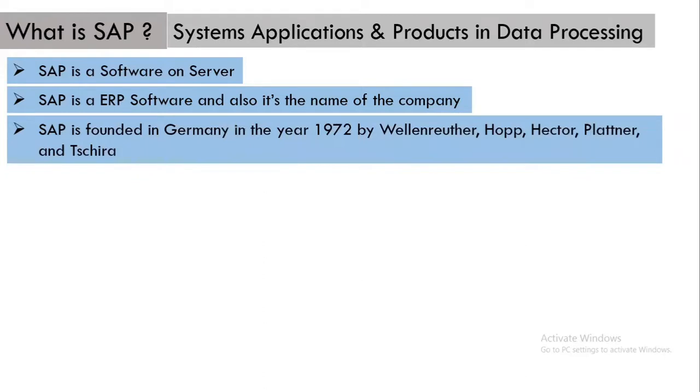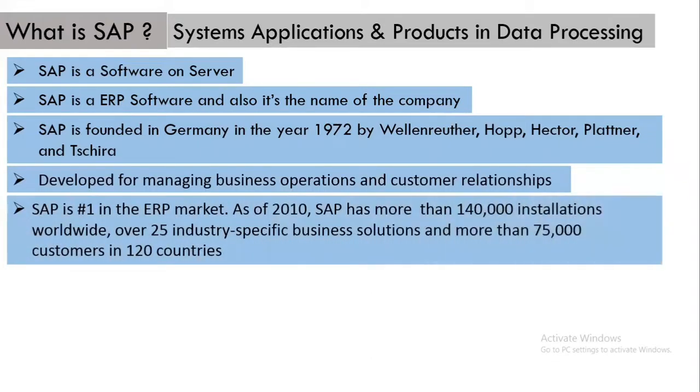So this beautiful software was founded and introduced by IBM ex-employees. These are the employees: Wellenreuther, Hopp, Hector, Plattner, and Tschira. These are the 5 employees who invented SAP and gave it to the market. Starting, they were having SAP R1 architecture, because we will be having different architectures over here in SAP. In the coming session, I will discuss which are the architectures of SAP. Before that, this was developed for managing a business and business operation and customer relationships in the market.